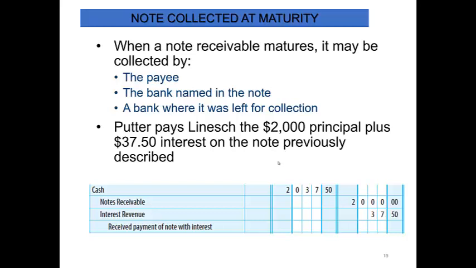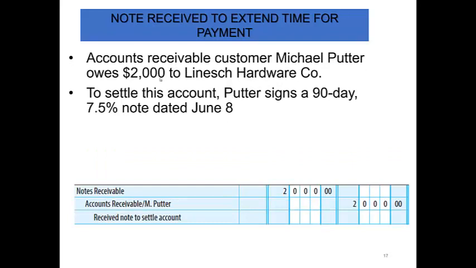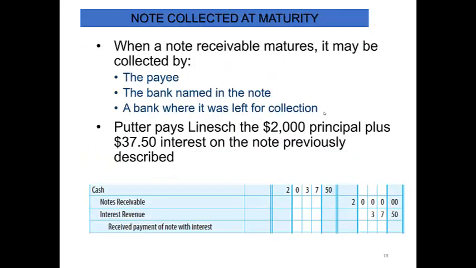So let's go back and just double check that interest calculation. This was $2,000 at 7.5% for 90 days. So 2,000 times 7.5% times 90 divided by 360, and that'll give us $37.50.